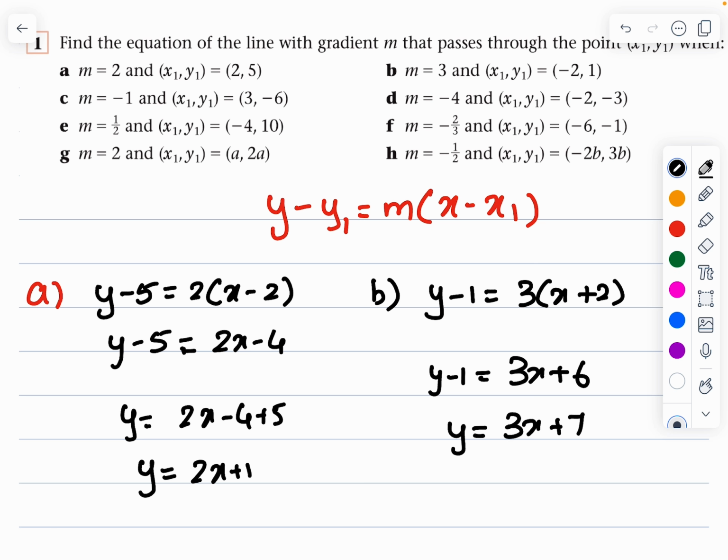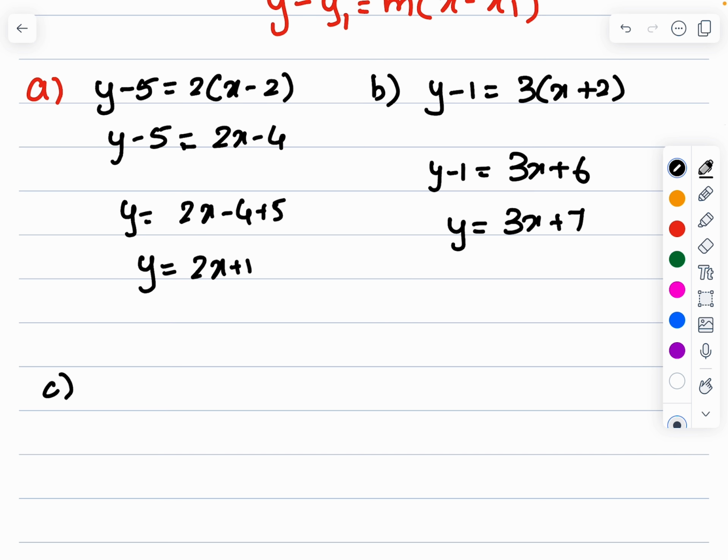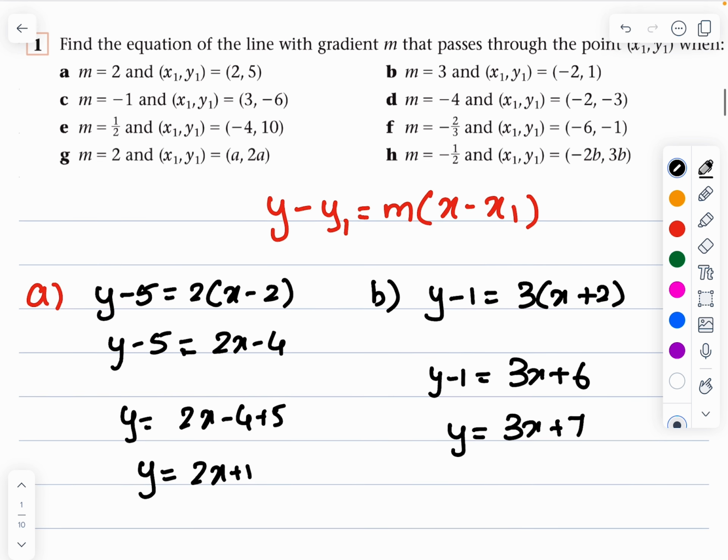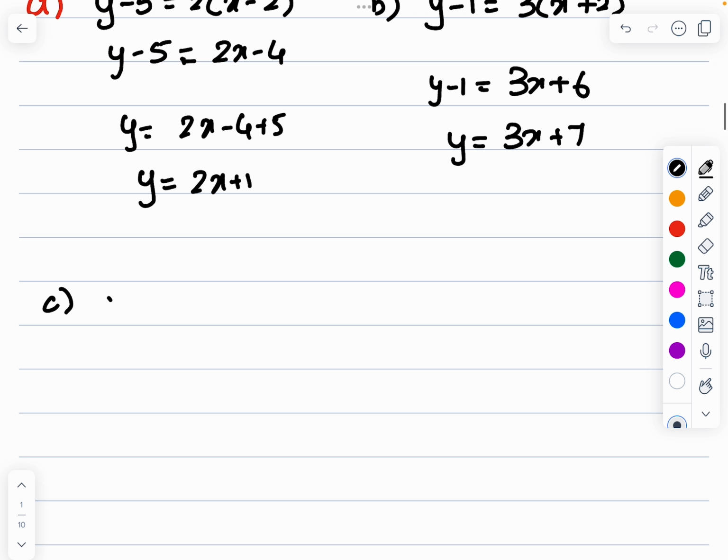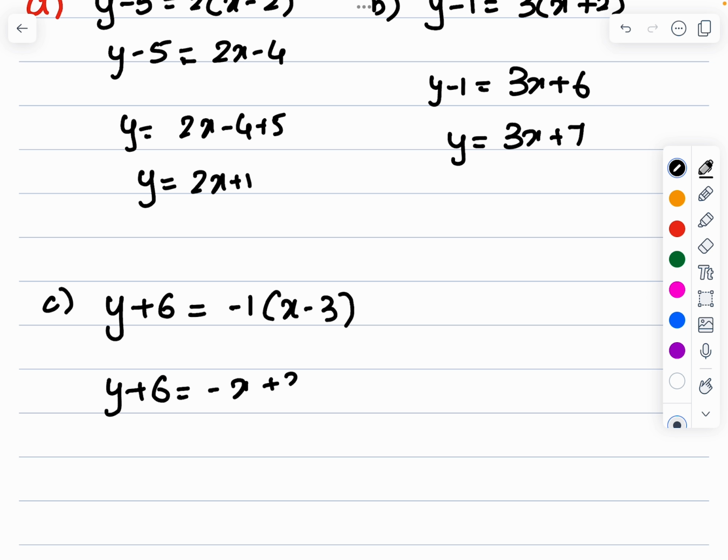Then part C. 3 comma minus 6 and minus 1. y minus (minus 6) is plus 6, equals negative 1 times x minus 3. y plus 6 equals negative x plus 3. So y equals negative x minus 3.